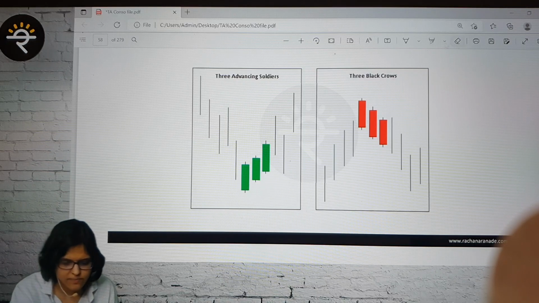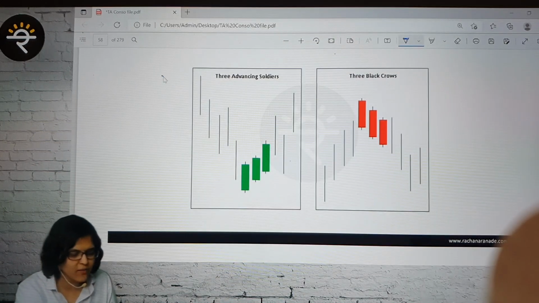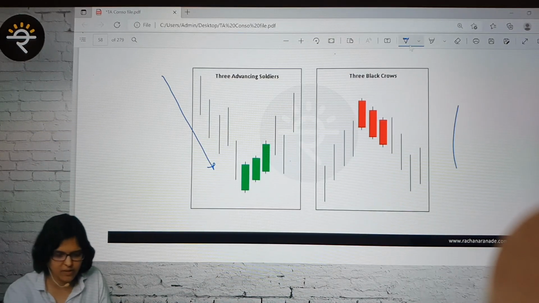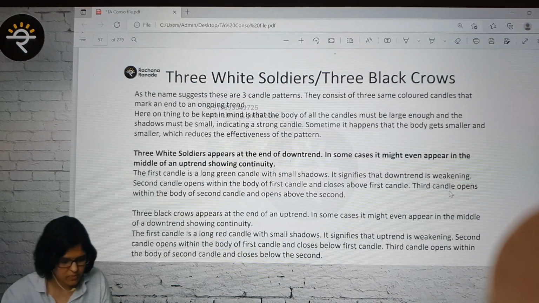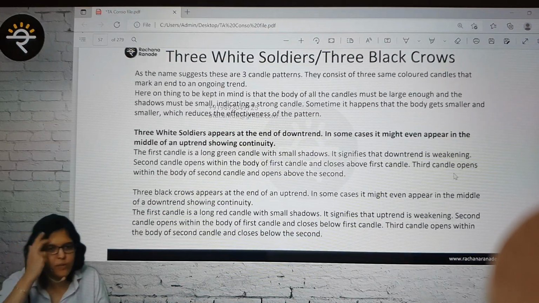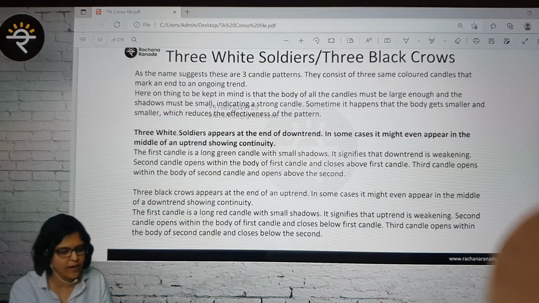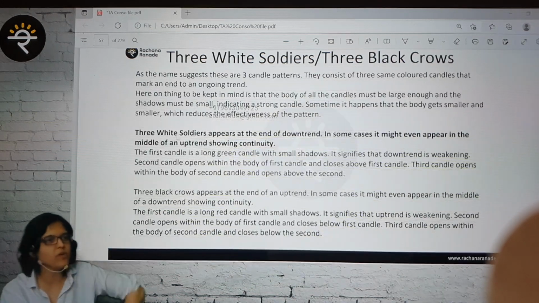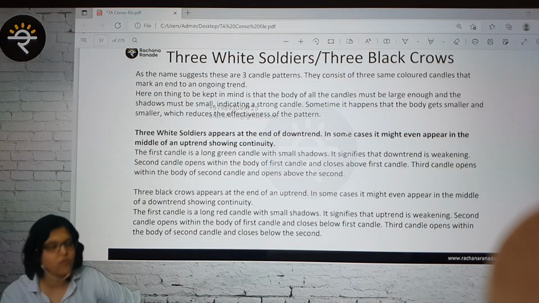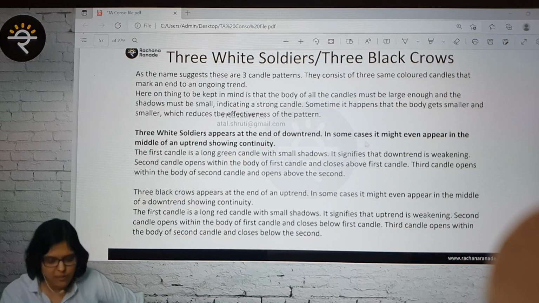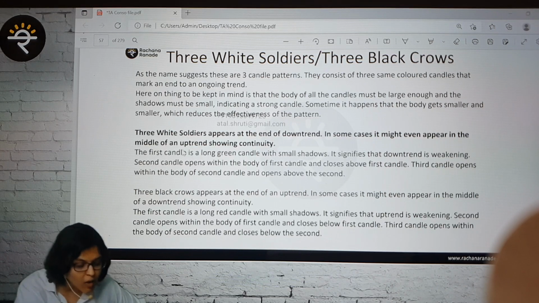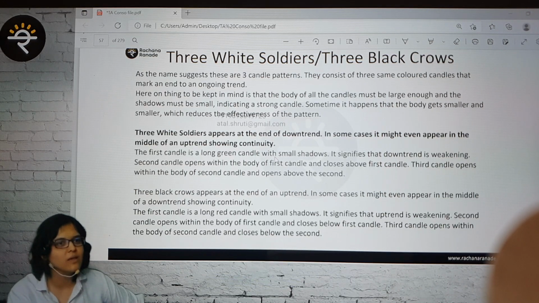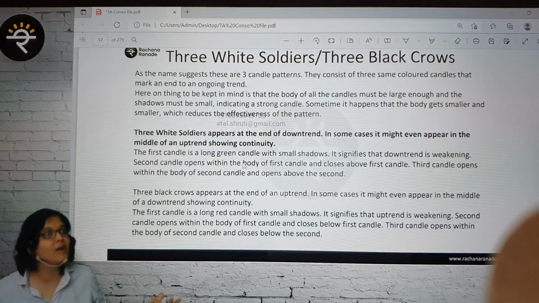Is that a reversal? Yes. So you can see here, this is something interesting. Have I written it or not? Let me just quickly check. Yes, come to the theory part for 1 minute. And here, can you see these three white soldiers appear in your notes? Yes. I want everyone to read this with me. Three white soldiers appear at the end of a downtrend. Okay? In some cases, it might even appear in the middle of an uptrend showing continuity. Means it could be a reversal also, or it could be a continuation pattern also.